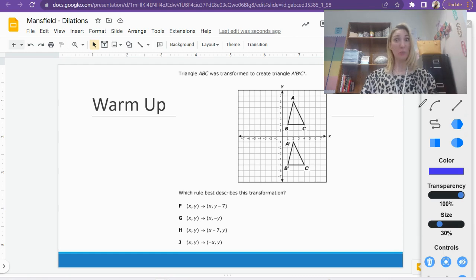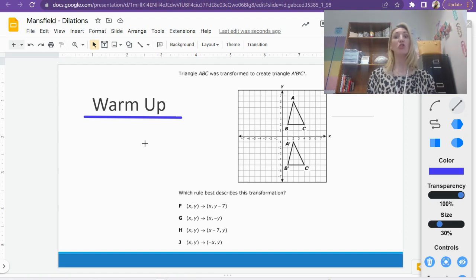Okay, so on your paper or your notebook, just like yesterday, please write the title here for us, warm up. So then we know which one we're doing and what we're talking about. You do not need to copy the picture, okay? But let's read what they want us to do.